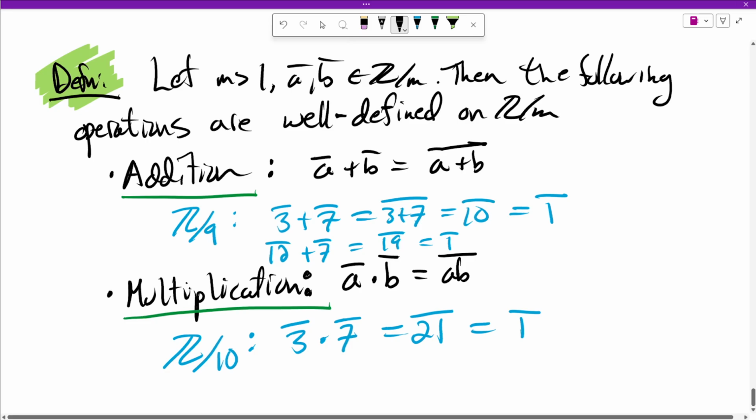Great. And so the previous theorems prove that these operations make sense. We don't have any issues where we get more than one answer for the product of two congruence classes or the sum of two congruence classes. And so in particular, we have an addition and a multiplication structure on Z mod m. And it's sometimes helpful when you have these to get a feel for the operation to write out addition and multiplication tables. So we're going to do two examples here.